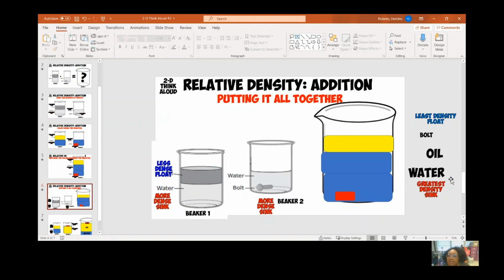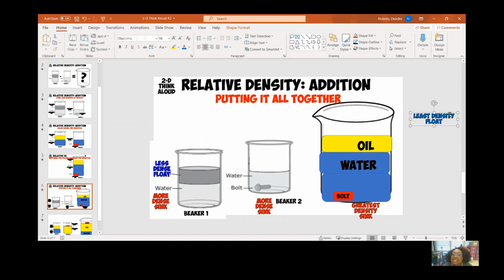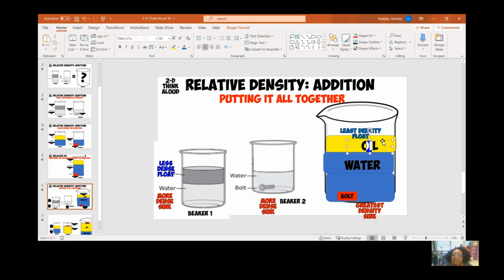So let's talk about it and label everything. We have the bolt right here. It has the greatest density. It's at the bottom. It's sinking. Then we have our water. Let's move this over here. And then what's floating on top of the water? The oil. That has the least density because it's floating on top of the water. Here we go. So we have it.